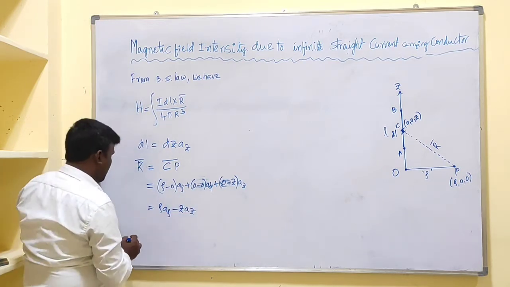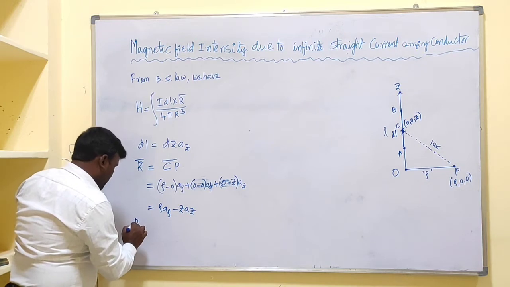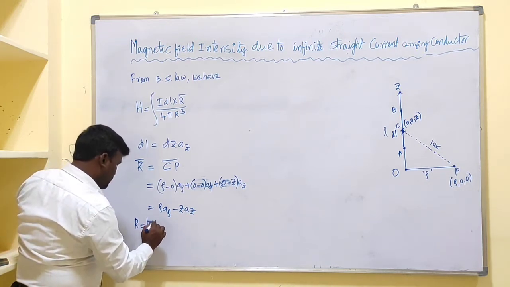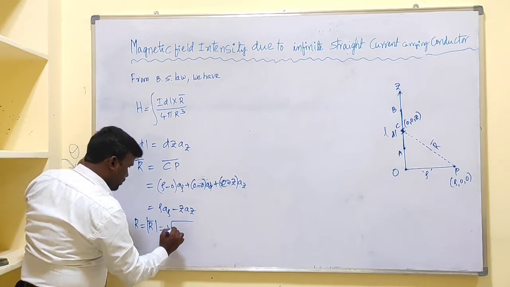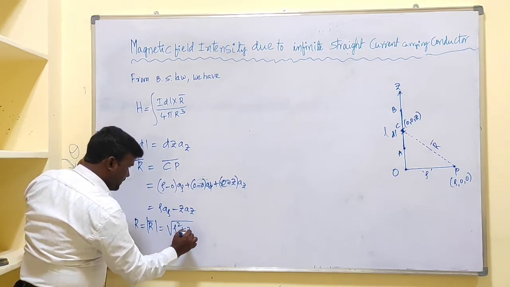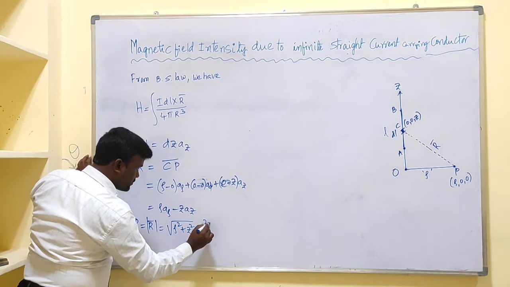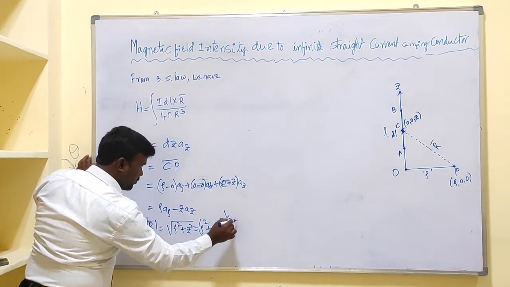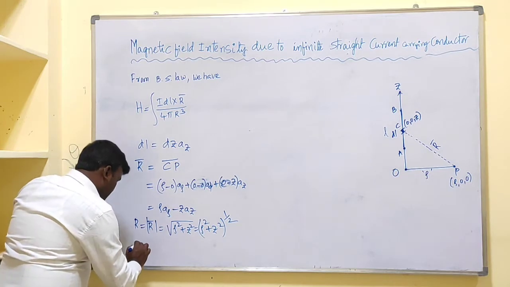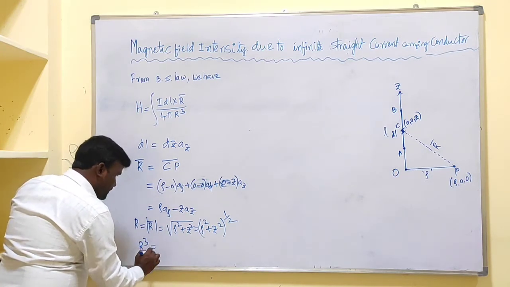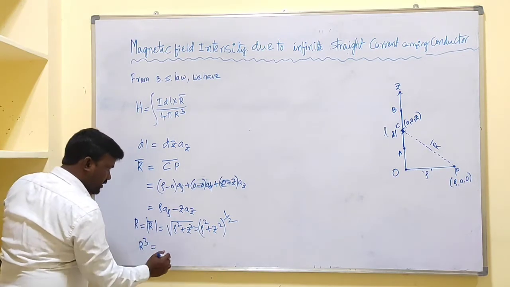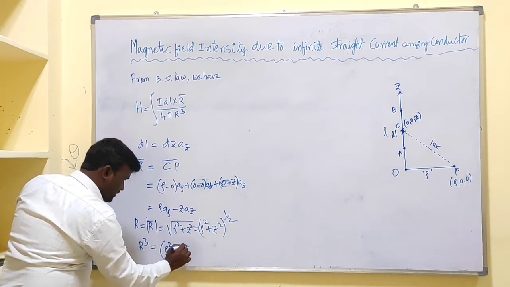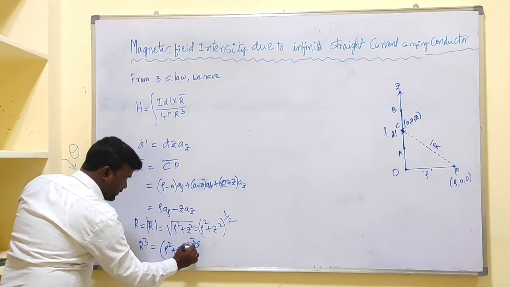Now what about r? R is the magnitude of r bar, that is the square root of rho square plus z square, or rho square plus z square whole power 1 by 2. Then r cube is the cube of this, that is rho square plus z square whole power 3 by 2.